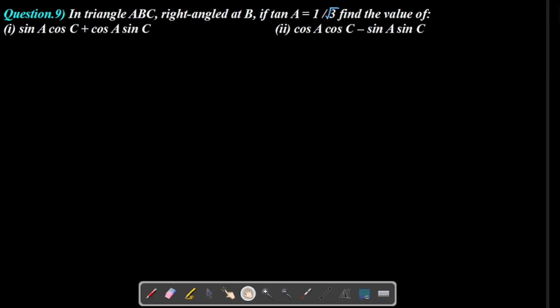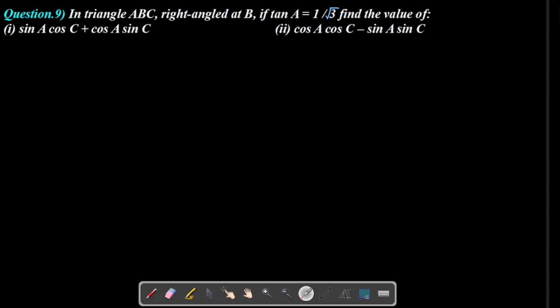So here is our next question. Let's find out what our question wants to say. Question number 9. In triangle ABC, right angled at B, we have to take a triangle such that B is a right angle. If tan A is equal to 1 upon root 3, we have to find the value of sin A cos C plus cos A sin C. Similarly, second, cos A cos C minus sin A sin C.